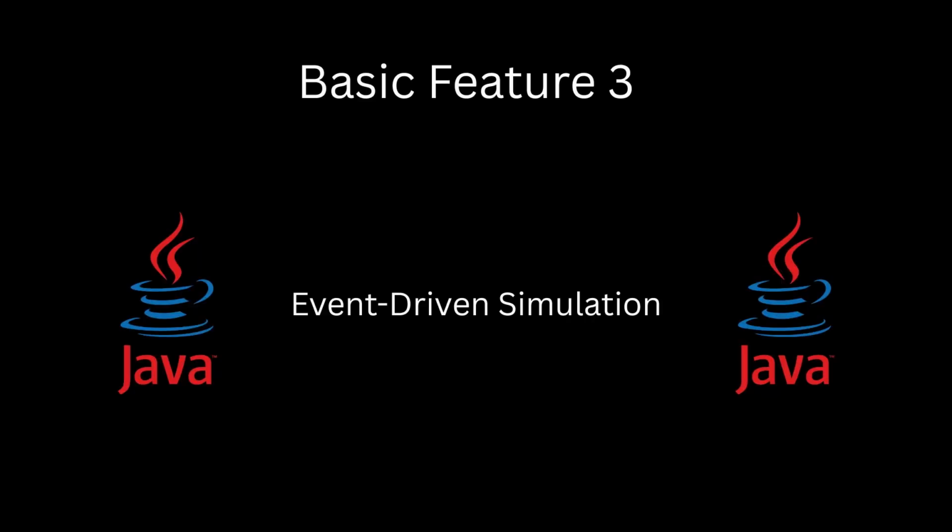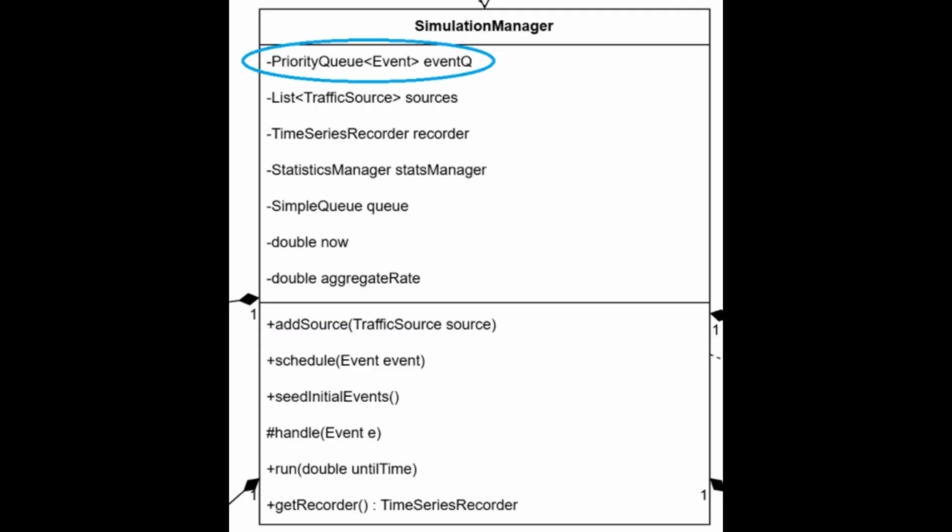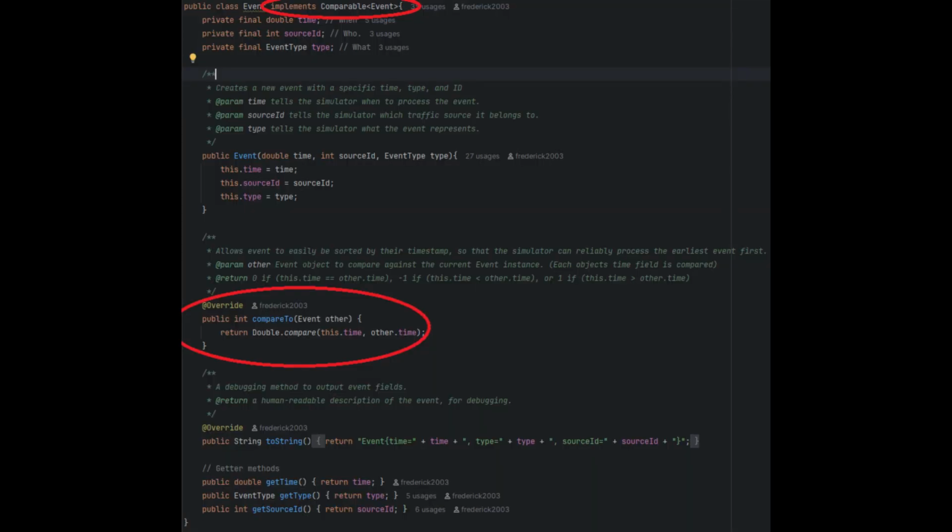Let's now discuss the event-driven simulation. The event-driven simulation is run through a Simulation Manager class. The Simulation Manager uses a priority queue to process events chronologically. By implementing the comparable interface, this allows each event to be compared based on its timestamp.